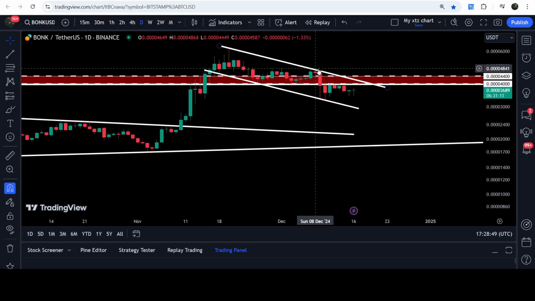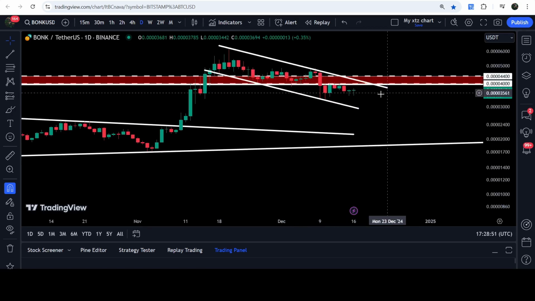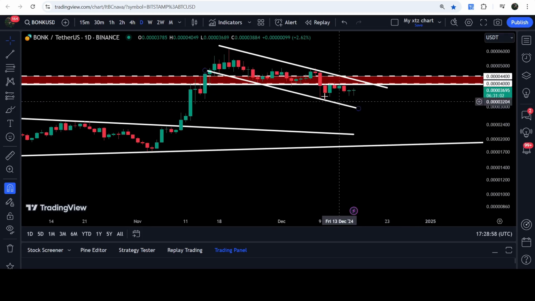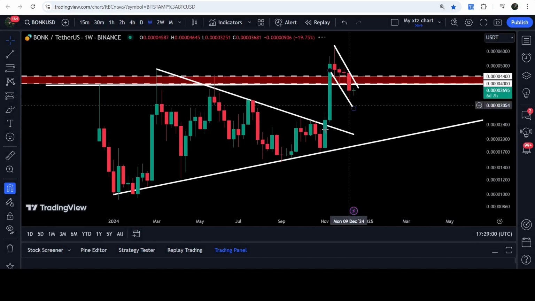This time we will have a crisscross of resistance levels. One will be the resistance of the down channel. Another one will be this long-term resistance zone that starts from $0.00004 and goes to $0.00044.